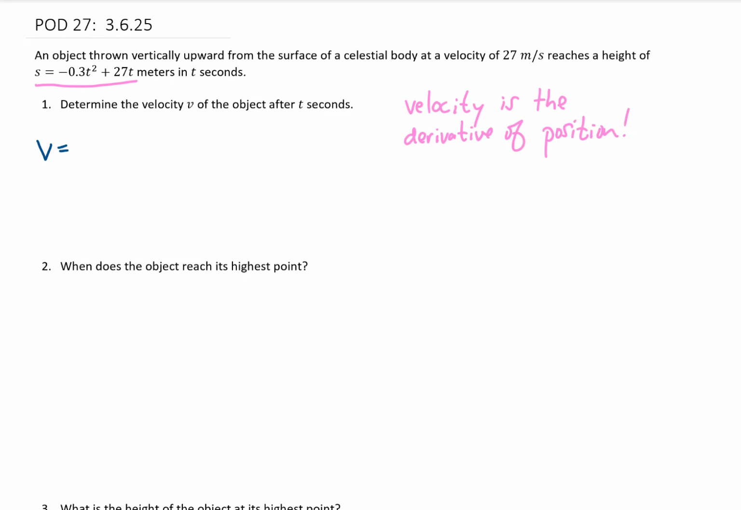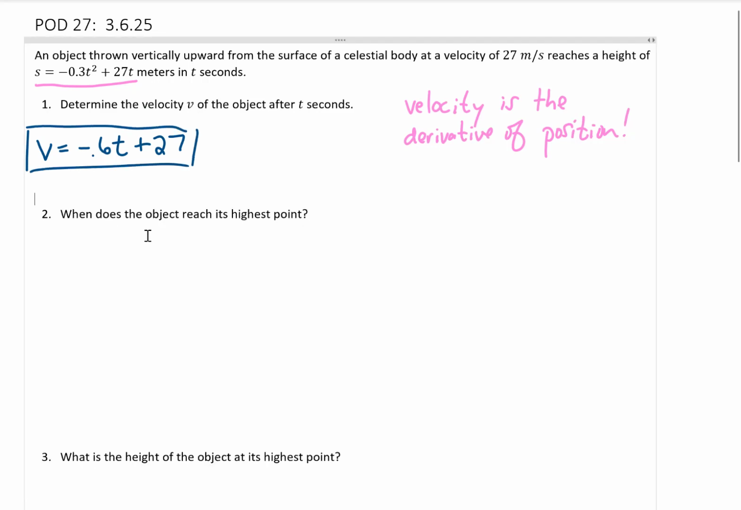That's going to involve the power rule, which means we need to take this power of 2 and multiply it by this negative 0.3. Doing that gives us negative 0.6, and then we're going to take that power on t and reduce it from 2 to 1. The derivative of 27t is just 27. And that is it for that part of the problem.